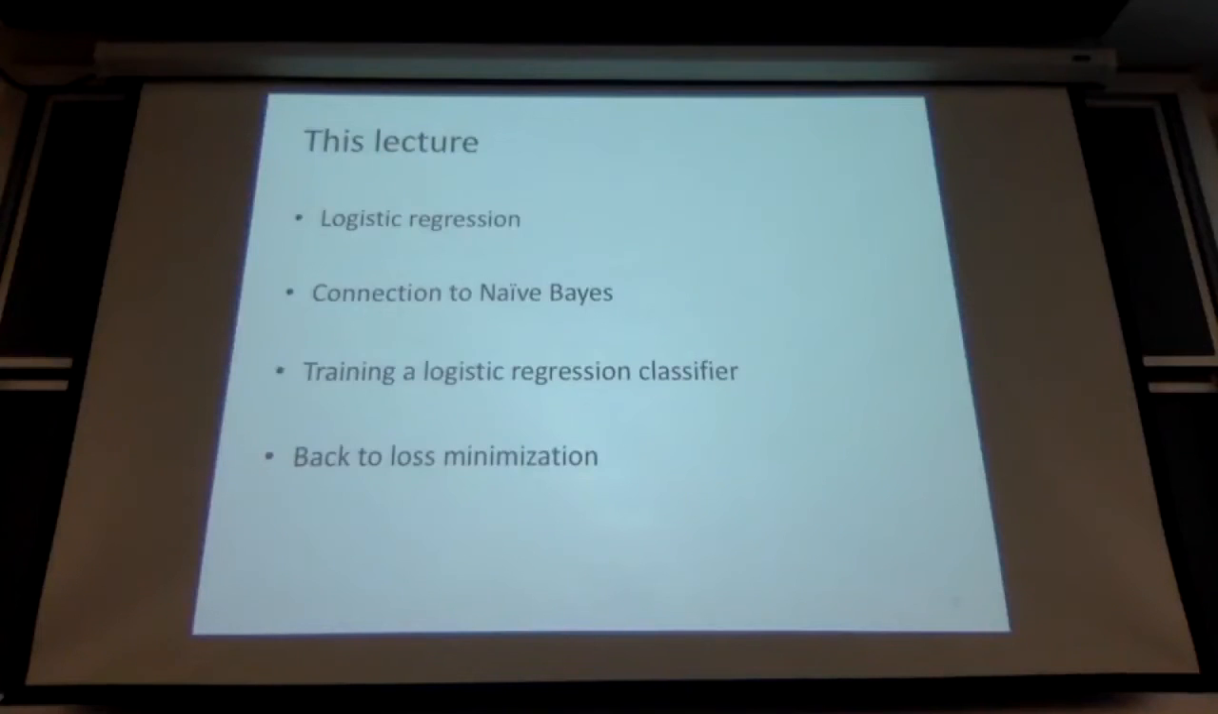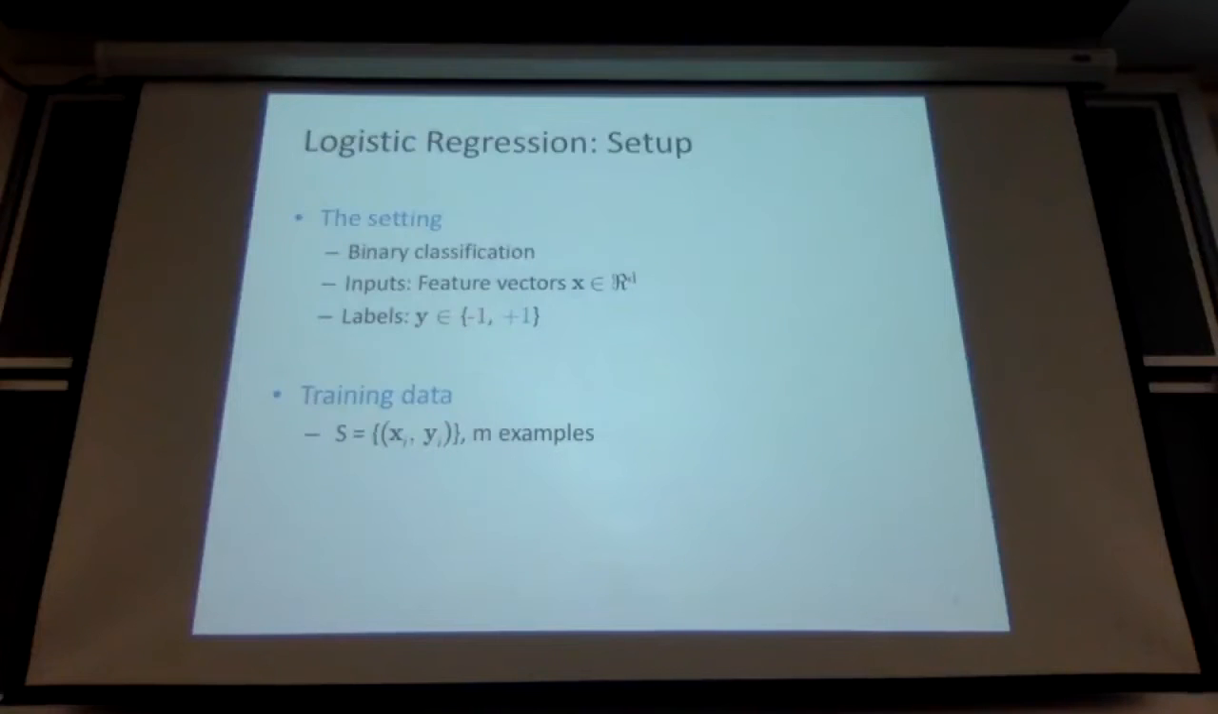So let's look at what logistic regression is. I'll show you the connection to naive Bayes. If time permits, we'll get to the end of how to train a logistic regression classifier. I'll probably skip the content on loss minimization because these are exactly the slides that we saw before. So let's talk about logistic regression. The setting is the usual sort of setting that we see. We are given some training examples. Logistic regression is a binary classifier. We have feature vectors, which are d-dimensional real-valued vectors, and the labels are -1 or 1.